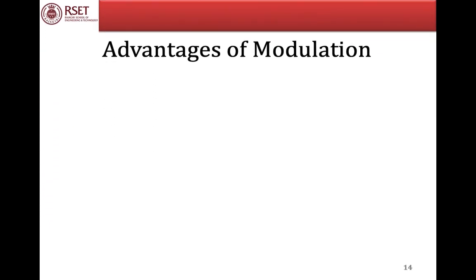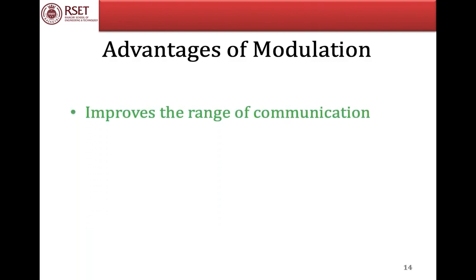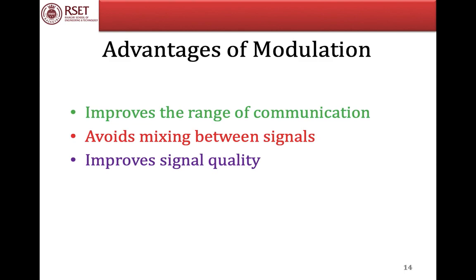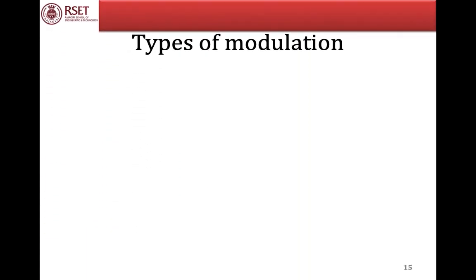To summarize, the modulation has several advantages. It helps to improve the range of communication. It avoids mixing between signals. It improves the signal quality and reduces the size of the antenna used for transmission. Now let us look at different types of modulation.